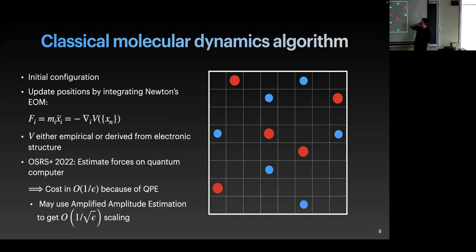Recently, we also put out a work introducing a new technique called amplified amplitude estimation, which in certain cases may allow you to improve on that scaling a little bit. You might get a 1 over square root epsilon scaling, which would be a quadratic improvement. But this would only work in fairly restricted cases, but could still be interesting. Okay.